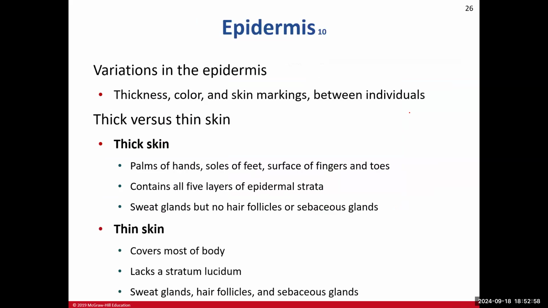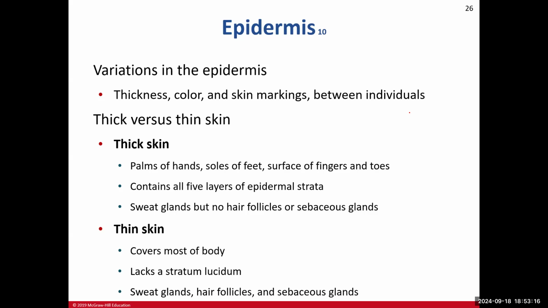All right, real quick, let me run through this. Variations in the epidermis: thickness, color, and skin markings. Fast, easy to remember. Thick skin, you have all 5 strata of the epidermis. Thin skin, you only have 4.